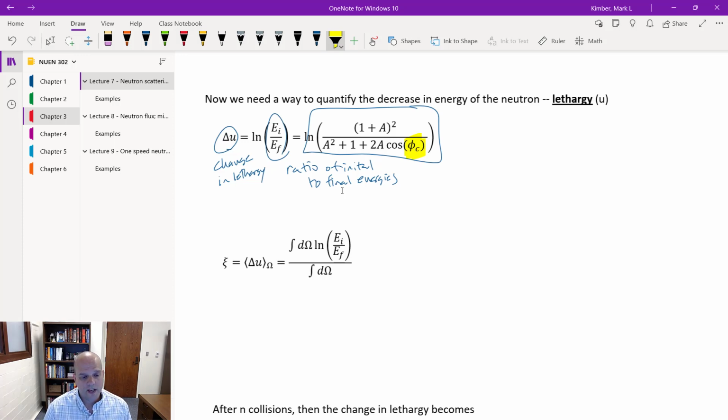And so the question is, well, what do I do about that? What kind of angles do I consider? And the answer to that question is that I need to just integrate over the entire domain of this solid angle, just like we did before. And that's what we're looking at down here in this next expression, where this Greek letter xi is the average lethargy change.